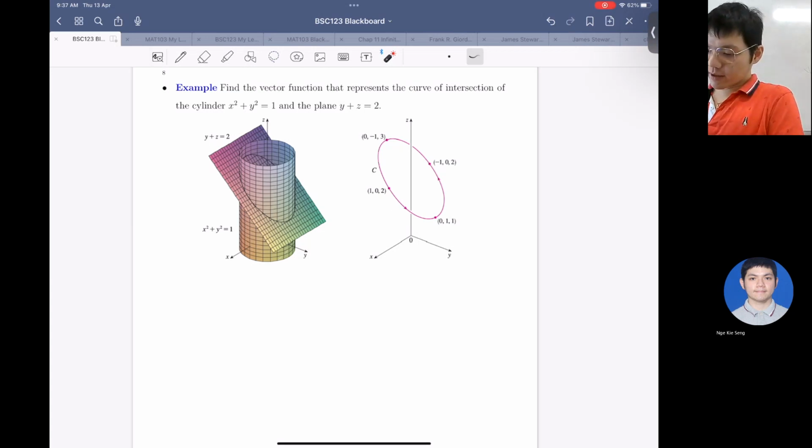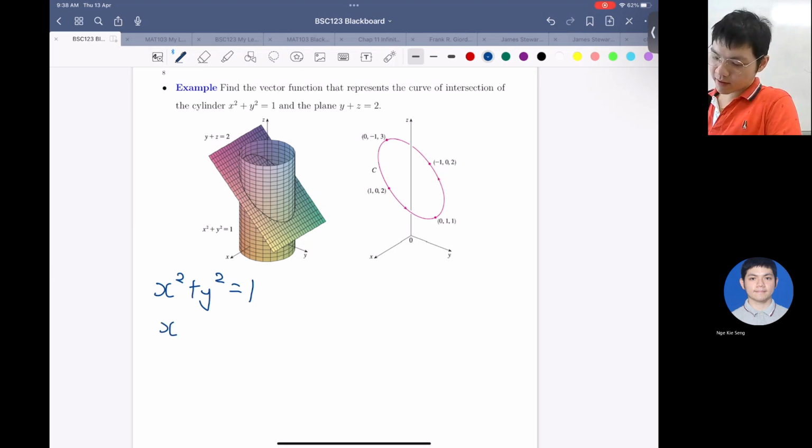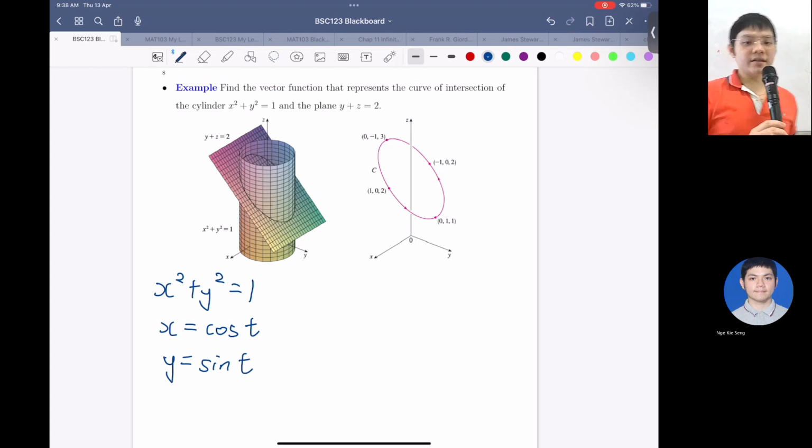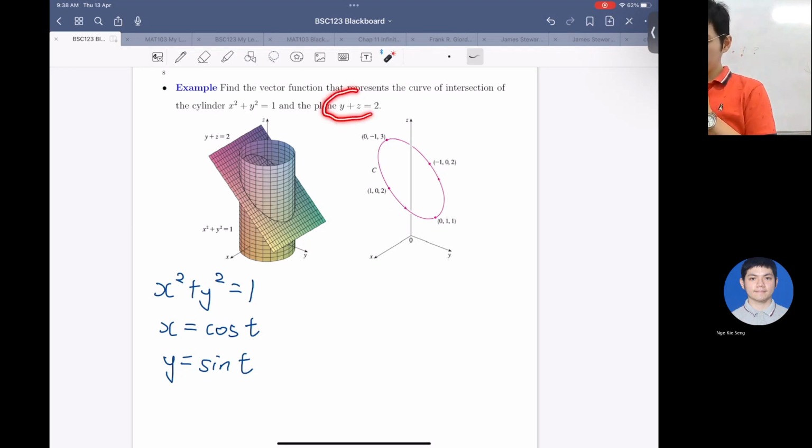For the point on x squared plus y squared, we know that these x, y have to satisfy what? x equals cos t and y equals sin t. But now, let's think about it another way. You want to satisfy y plus z equals 2. So this means there's some relation between y and z. When y moves, it affects how z moves. Now you already know how your x and y move, now you need to figure out how your z moves.